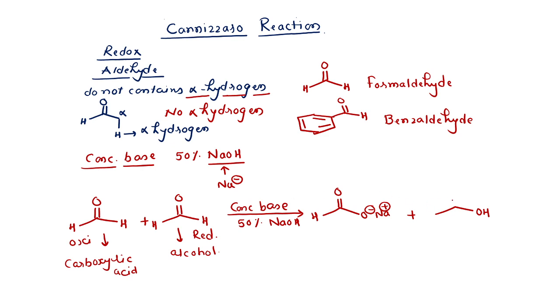Here you are getting alcohol and here you are getting carboxylic acid. This carboxylic acid is the oxidation product, and this is the reduction product. So oxidation and reduction take place simultaneously. That's why this reaction is known as a redox reaction. The very interesting concept is that this reaction is a redox reaction.